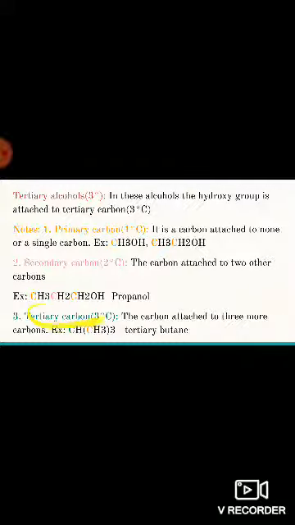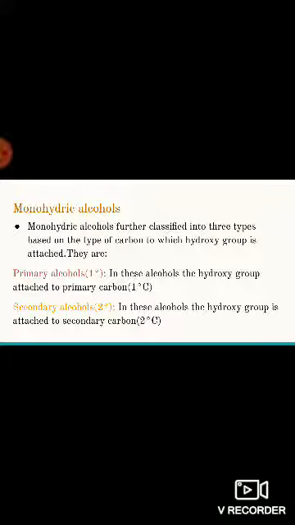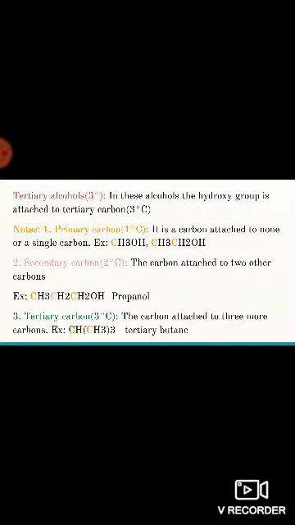Next, tertiary carbon. A tertiary carbon is a carbon which is directly attached to three more carbon atoms. The best example is tertiary butane. Here the three carbons are primary carbons, and the tertiary carbon is directly attached to three carbon atoms. So this is the tertiary carbon, and its hydrogen is the tertiary hydrogen. Okay, fine.